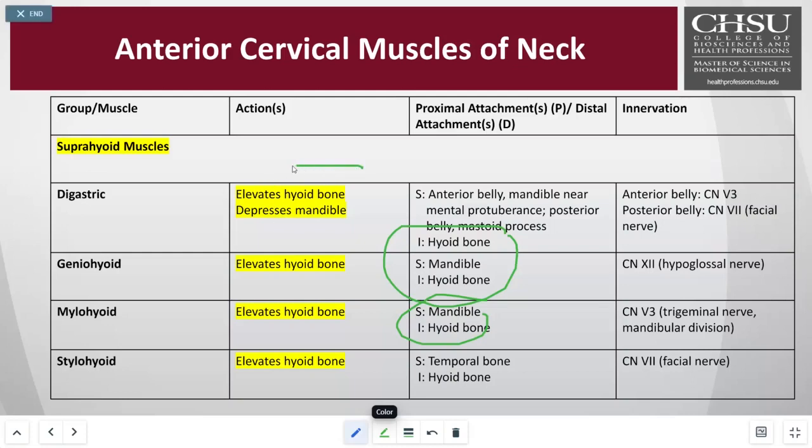Okay, so look over here. Out of all the muscles inside the suprahyoid muscle, which one is the one that also depresses the mandible? Digastric. It's the biggest one. It has 2 bellies.